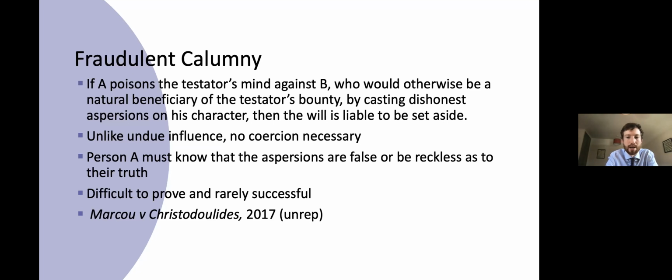I've listed there a recent successful case at the bottom, 2017, and there the testator had excluded a beneficiary due to false representations that he had stolen money from her, and the will as made, which excluded that beneficiary, would effectively even things out, and that was false, and the person casting the aspersions knew that it was false.